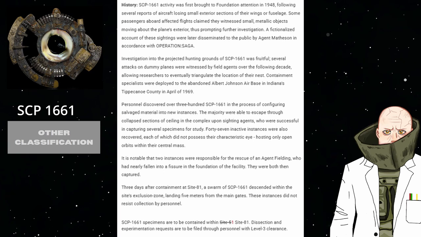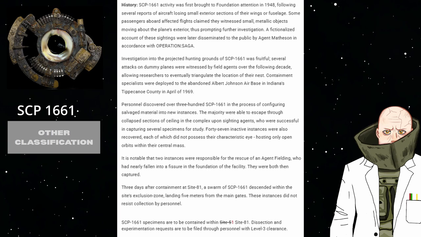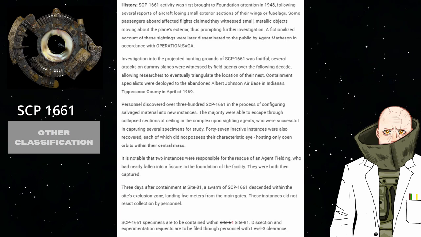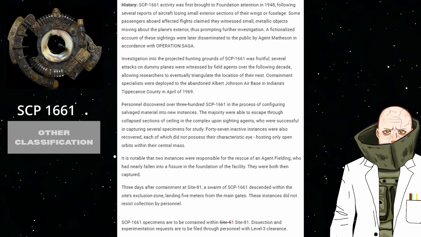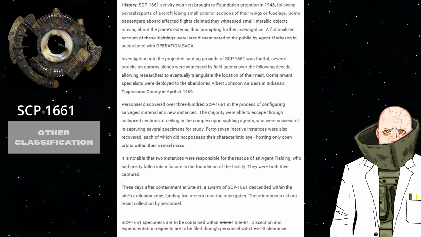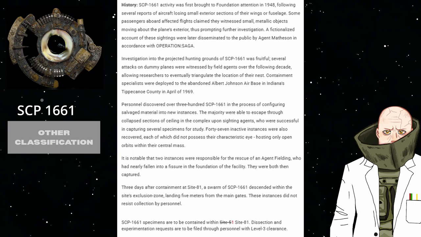47 inactive instances were also recorded, each of which did not possess their characteristic eye, hosting only open orbits within their central mass. It is notable that 2 instances were responsible for the rescue of an Agent Fielding, who had nearly fallen into a fissure in the foundation of the facility. They were both then captured.